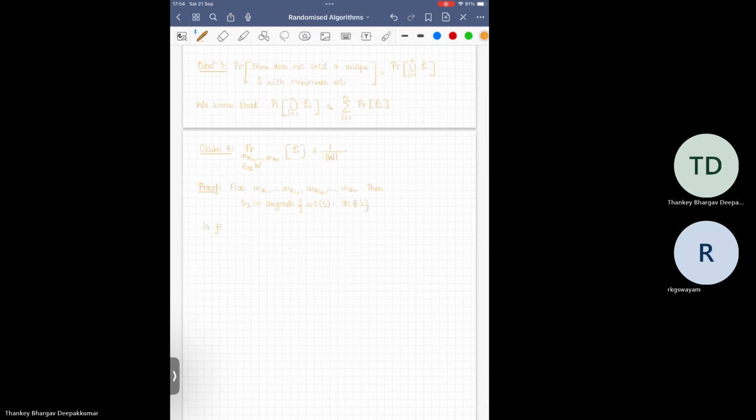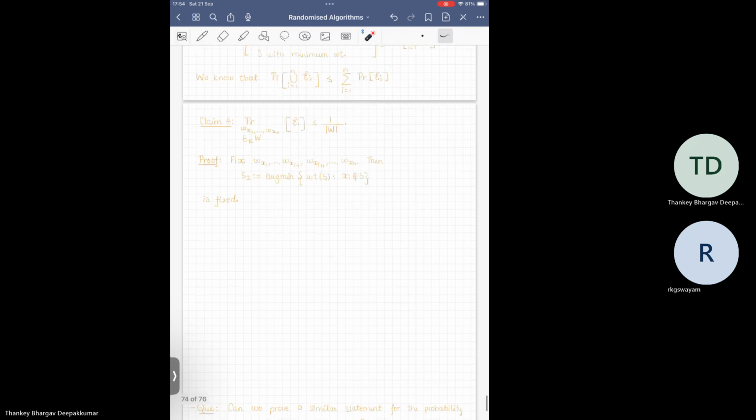So my claim is this. S2, which is the set with the minimum weight among all elements not containing xi, is fixed. Is this claim fine? Can you tell me why this claim is true?